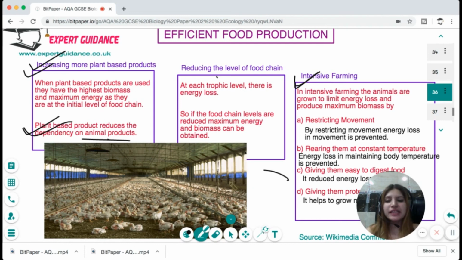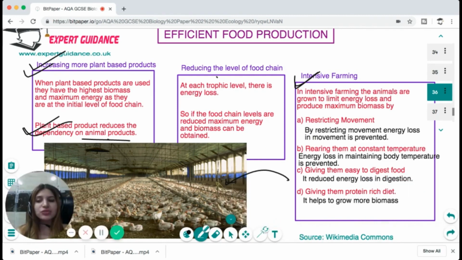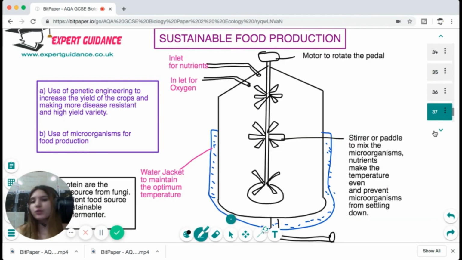Now you can see in this figure, the chickens are grown with restricted movement so that when they move, they do not lose energy. We rear them at a constant temperature so that they do not lose energy in maintaining body temperature. We give them easy to digest food so that they don't waste energy in digesting the food. And we give them a protein-rich diet that helps them to grow more biomass. So these are all the factors that we can use to increase the biomass and increase food production.